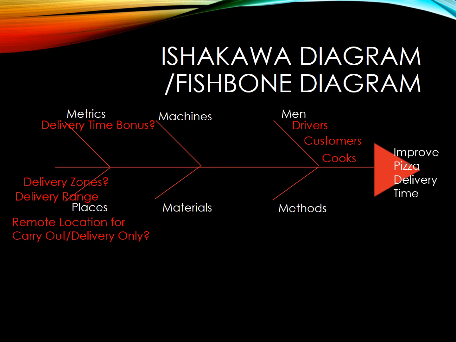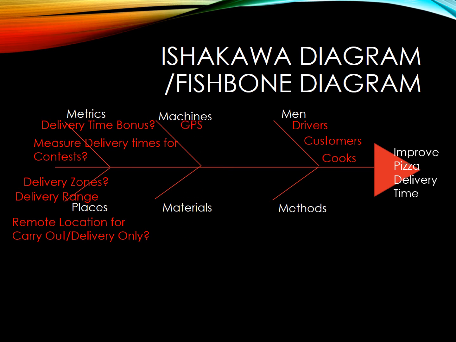If our goal is to improve pizza delivery time, if that's the effect we're trying to create, is that pizza delivery time metric recorded anywhere? Is it known? Do people have bonuses based on it? Is it something that's known in our organization? Does the average pizza delivery time, is that a number that everyone in the organization knows?